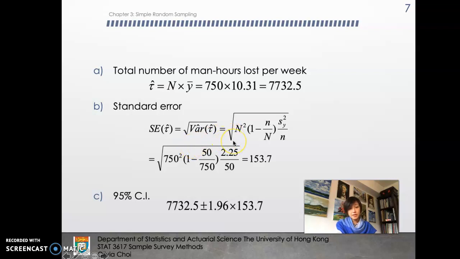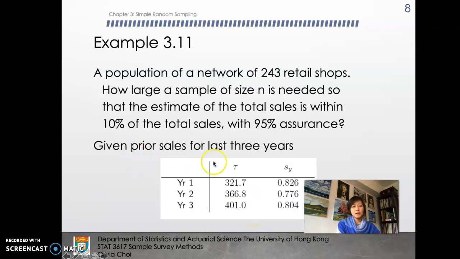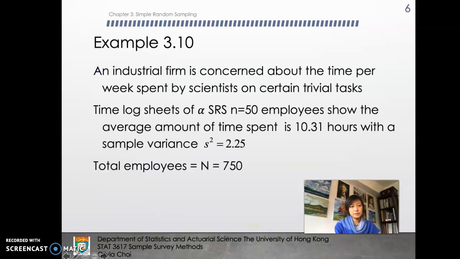The variance is equal to N squared multiplied by the mean variance. Okay, so the standard error is about 153.7. The confidence interval for the tau is equal to our tau estimate plus or minus the margin of error. Okay, 3.11.